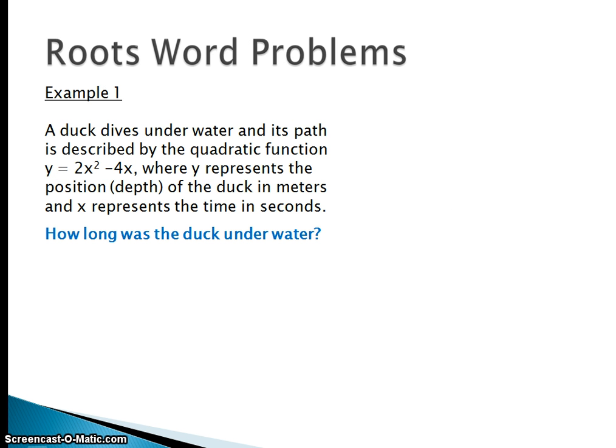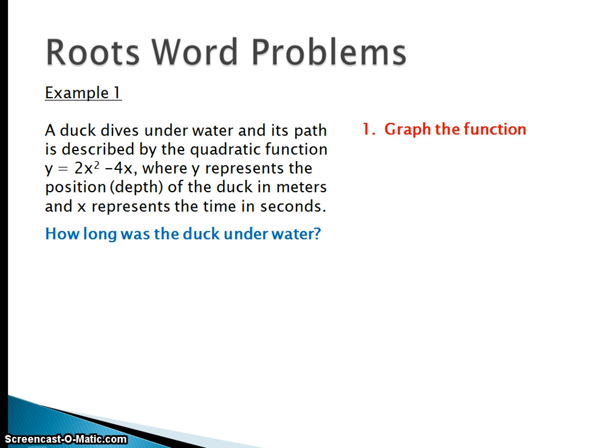So let's look at an example of a root word problem or an x-intercept word problem. In this problem, a duck dives underwater and we model its path with this quadratic function. Y is equal to 2x squared minus 4x. Y is the position of the duck, or how deep the duck is. You can look at it that way. And x represents the amount of time the duck was in the water. So I want to know, how long was the duck underwater?